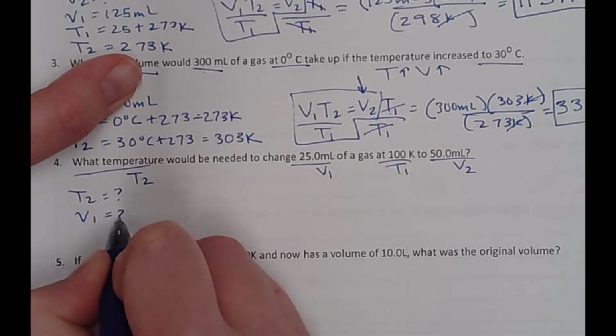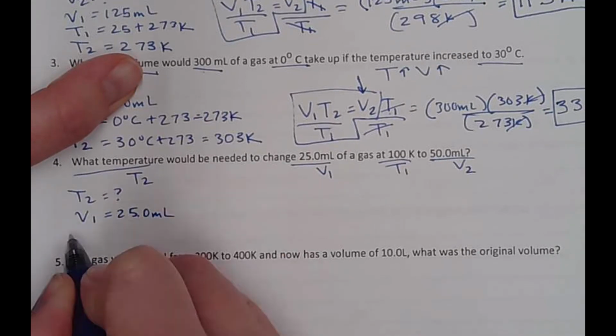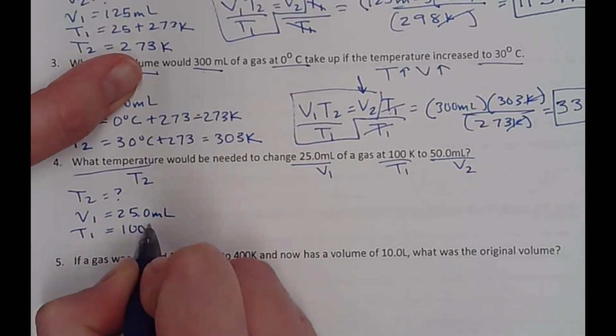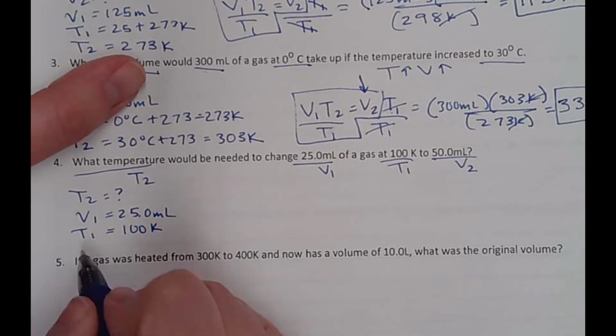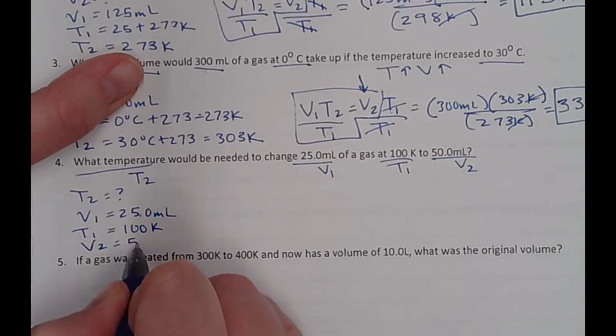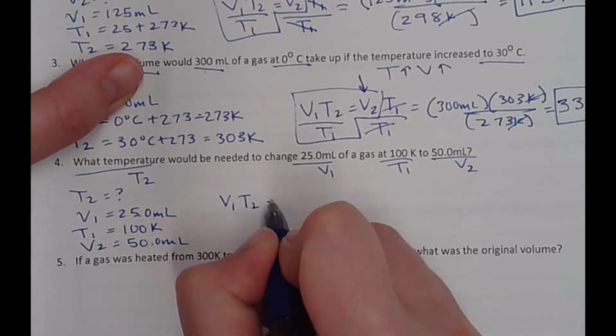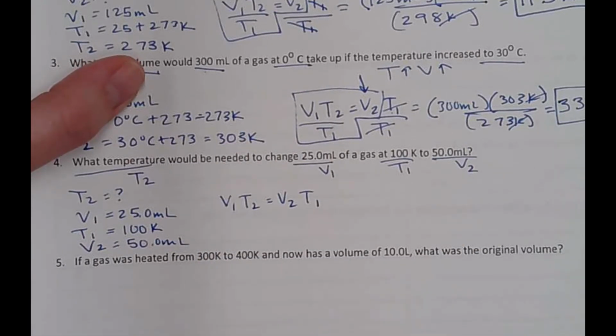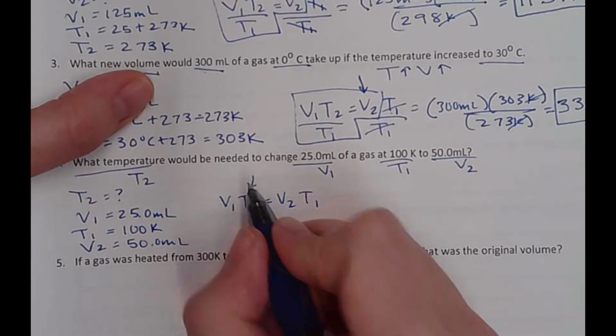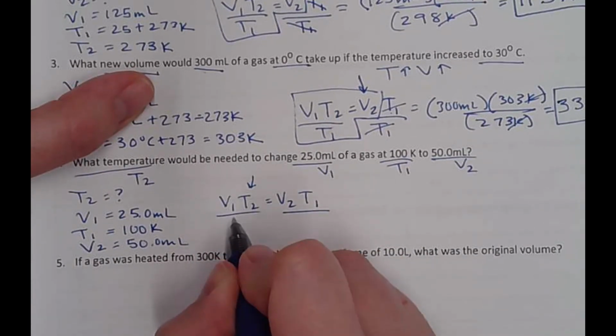Volume 1 is 25 milliliters. Temperature 1 is 100 Kelvin. I don't need to change it. It's already in Kelvin. And volume 2 is 50 milliliters. So V1 T2 equals V2 times T1. I'm trying to solve for T2. So I would divide both sides by the volume 1 to move it over.